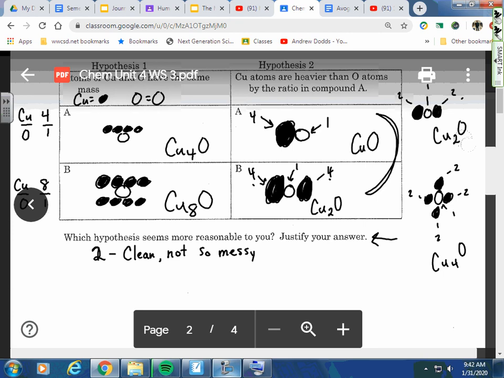Anybody else want to share? Anybody hypothesis 1? Okay, why'd you say that? Easier just to understand it, just to see. There's 4 coppers, there's 1 oxygen, just draw the dots, put it that way, okay?